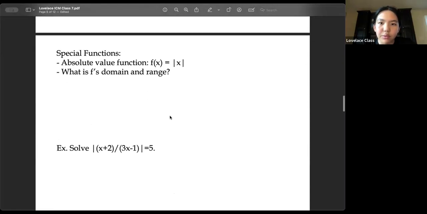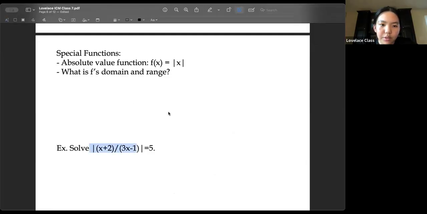So we're going to go through some special functions. The first special function is the absolute value function. If you aren't aware, the absolute value function f of x is equal to the absolute value of x, and it looks like this.